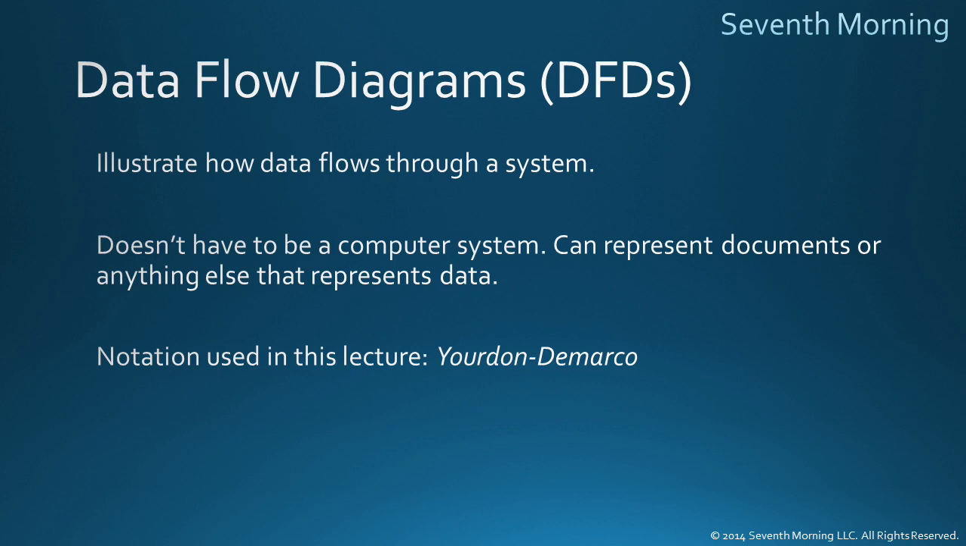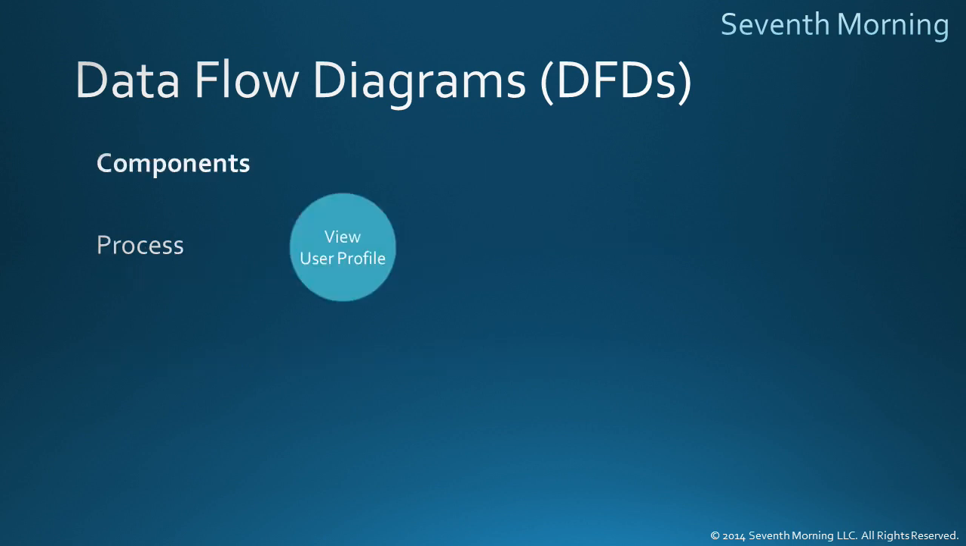Okay, so let's first take a look at the components of a DFD. The first building block is the process, and processes are represented by labeled circles. They look like this. Processes are where all the work gets done in data flow diagrams, and accordingly, they tend to have verb phrases as labels. Like this one is called view user profile.